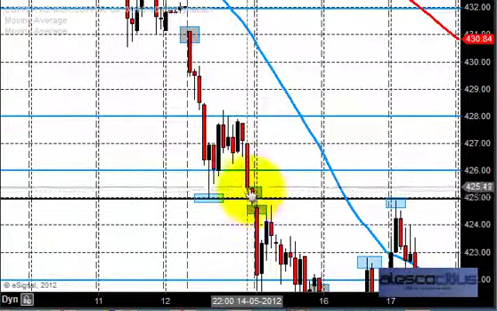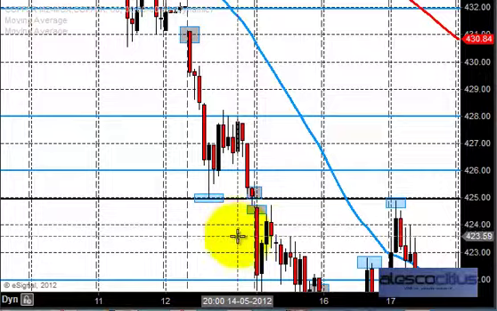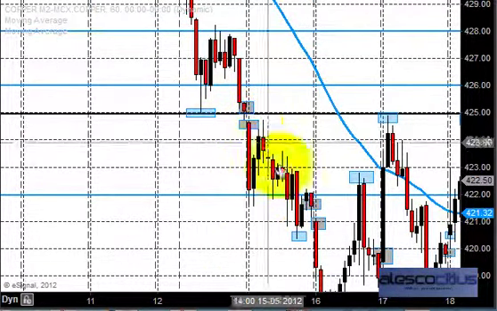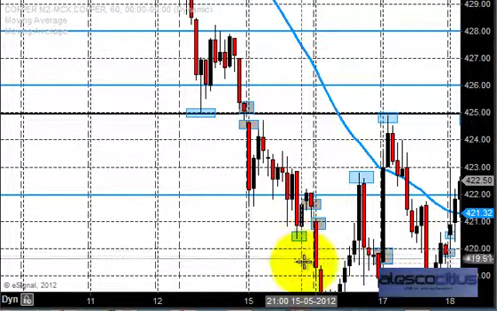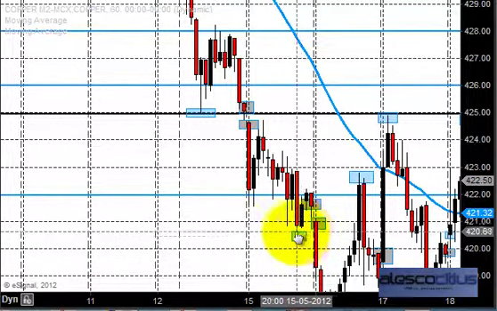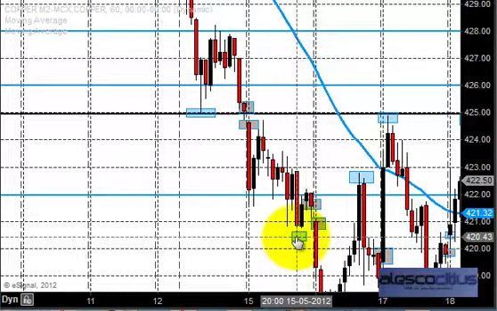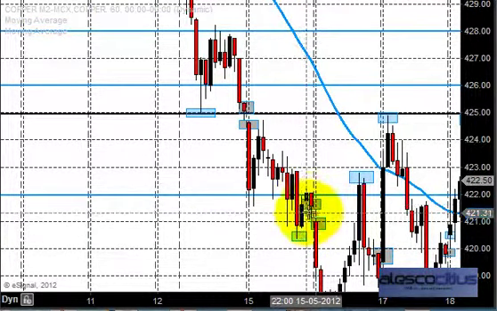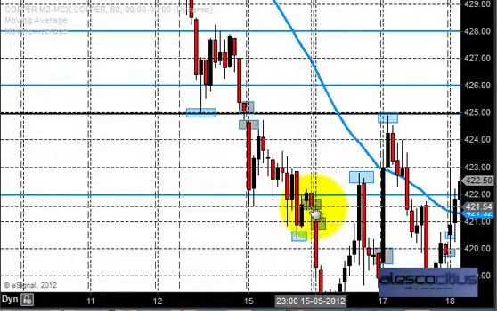This is the zone where the market closed on Monday, and the next day the market opened around 424.5, and you can see the low which was created was approximately 420.5, and the next day, on Tuesday, the market closed around 421.5.